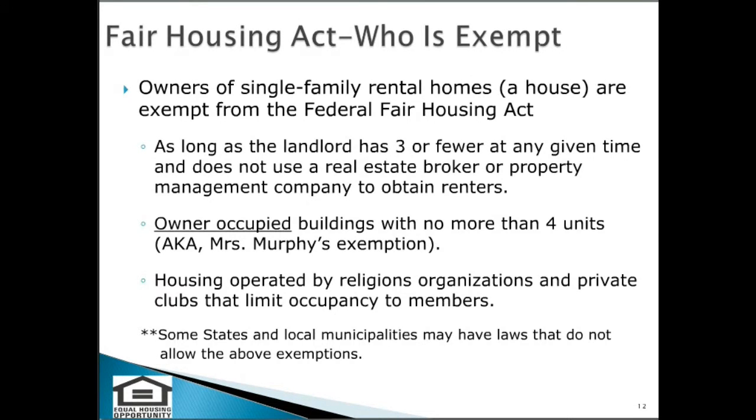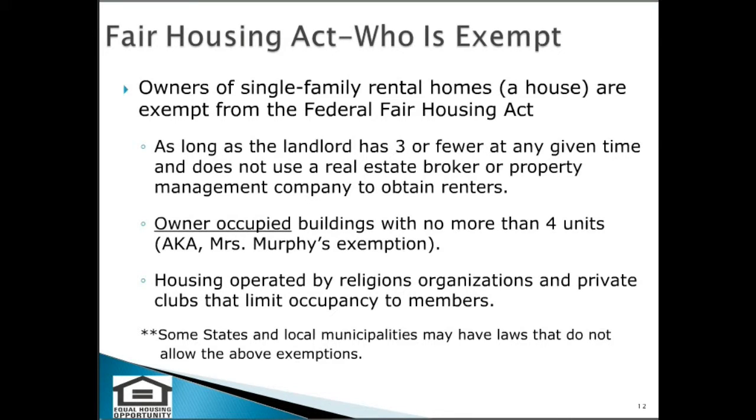Who is exempt from the Fair Housing Act? Owners of single-family rental homes are exempt from the Fair Housing Act as long as the landlord has 3 or fewer at any given time and does not use a real estate broker or property management company to obtain renters. Owner-occupied buildings with no more than 4 units are also exempt.